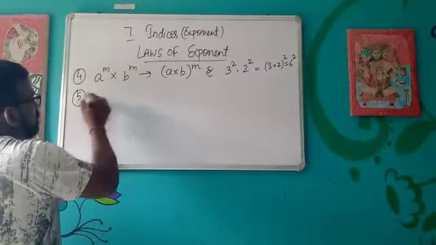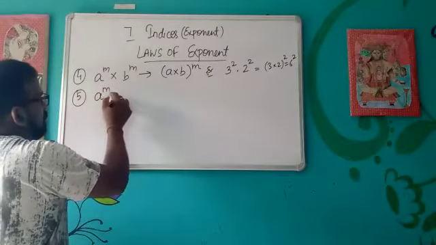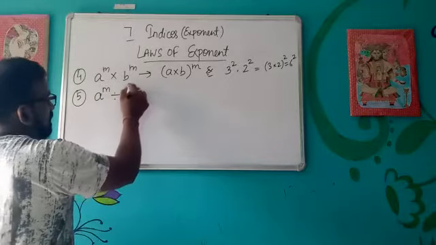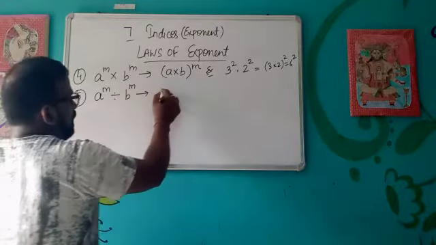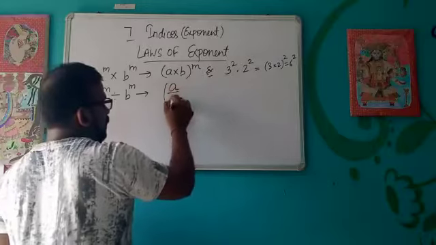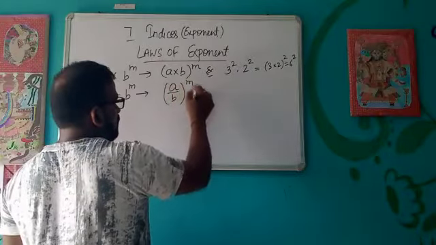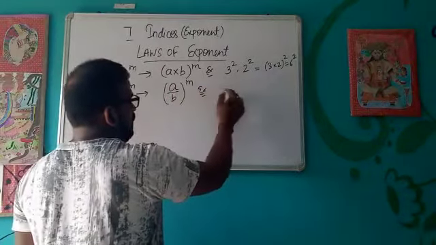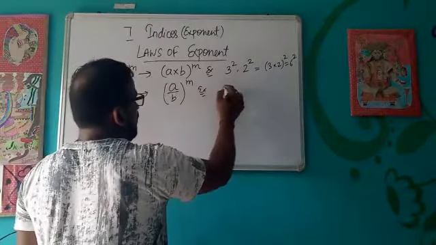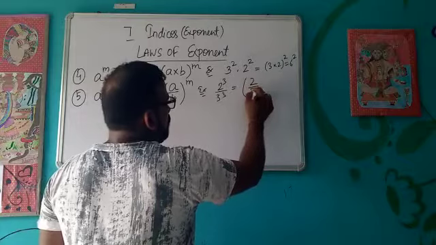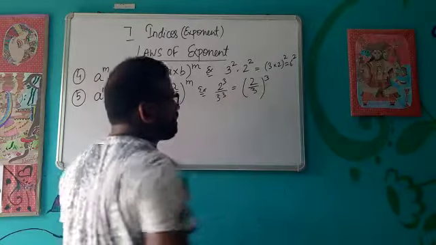Similarly, if a division sign is there, we can write it like this: a upon b to the power n. For example, if it is written 2 to the power 3 upon 3 to the power 3, we can write it as 2 upon 3 to the power 3.